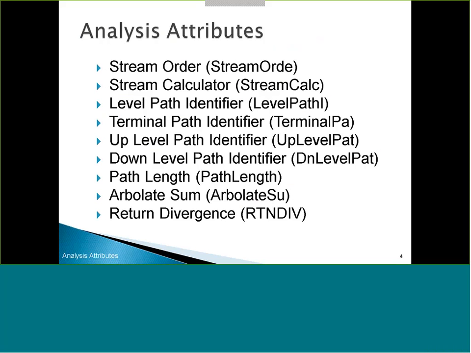name for them. We have stream order, and paired with stream order is an attribute called StreamCalc, which has some really interesting applications. We have a LevelPathID identifier, a TerminalPathID identifier, and if you remember, I told you there were a lot of identifiers in the value-added attributes. These are all nationally unique. We have the up-level path identifier, down-level path identifier. These are two that we talked about earlier for navigation. We also have Pathlength, ArbolateSum, and return divergence.